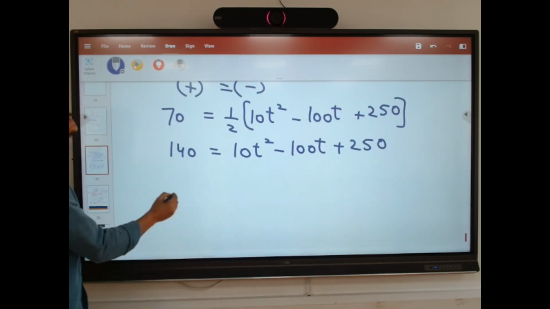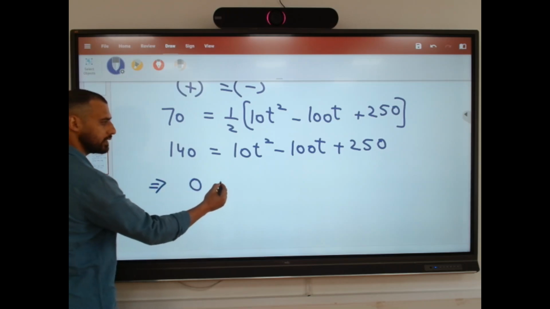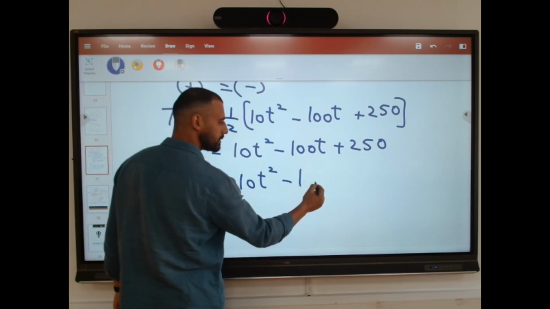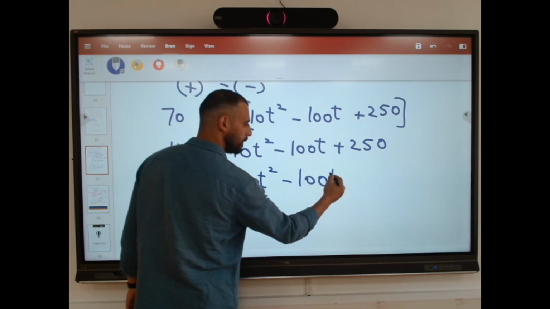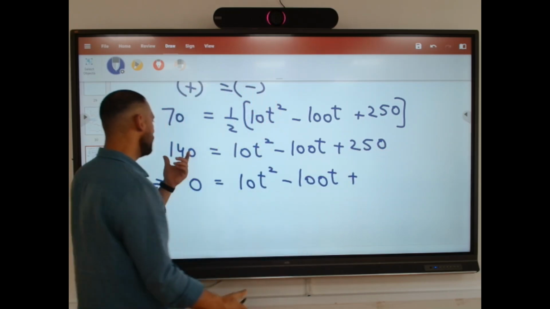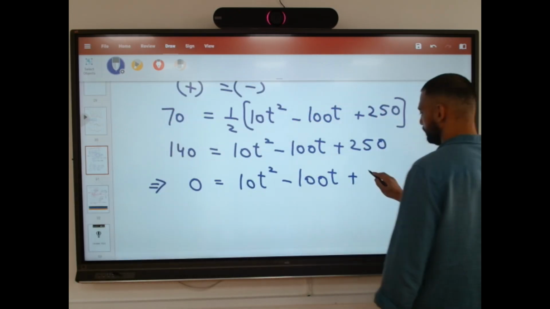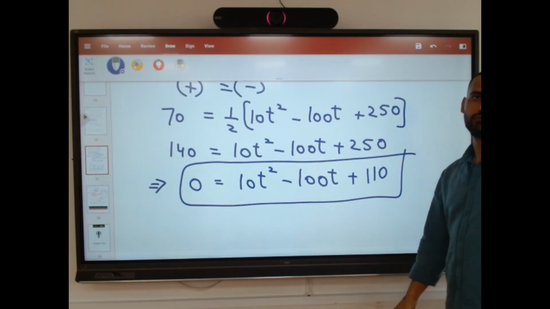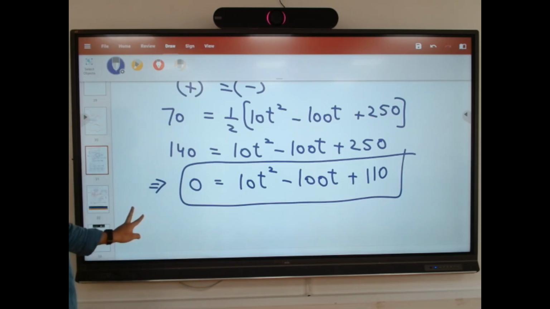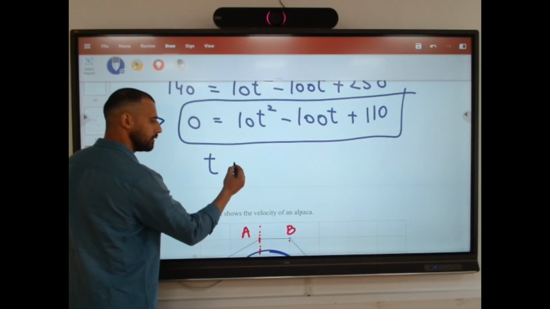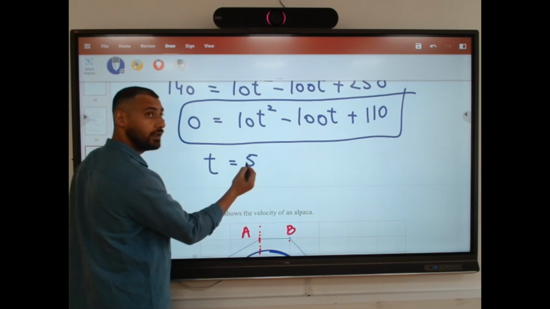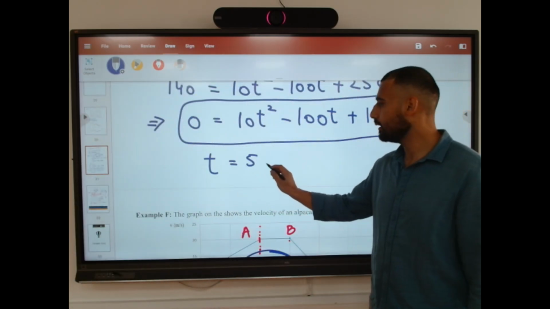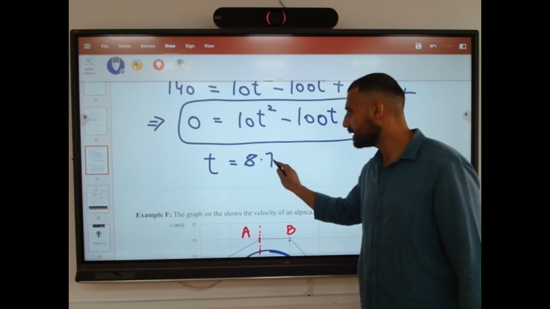Okay, so if you still want to simplify it, you can say your quadratic equation is this: 0 is equal to 10t square minus 100 times t, and then see, it was 250 minus 140. How much is that? This is a quadratic. Solve it. Get the value of time. Yes? 5 point? 8.7. Is there 5? No. Okay. 8.7? That's it?